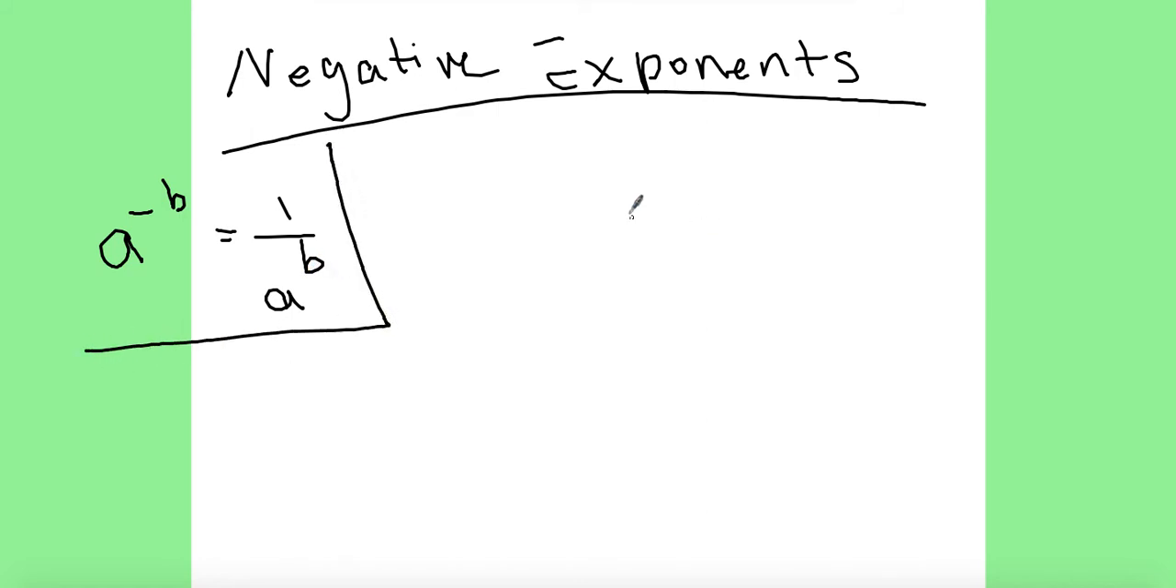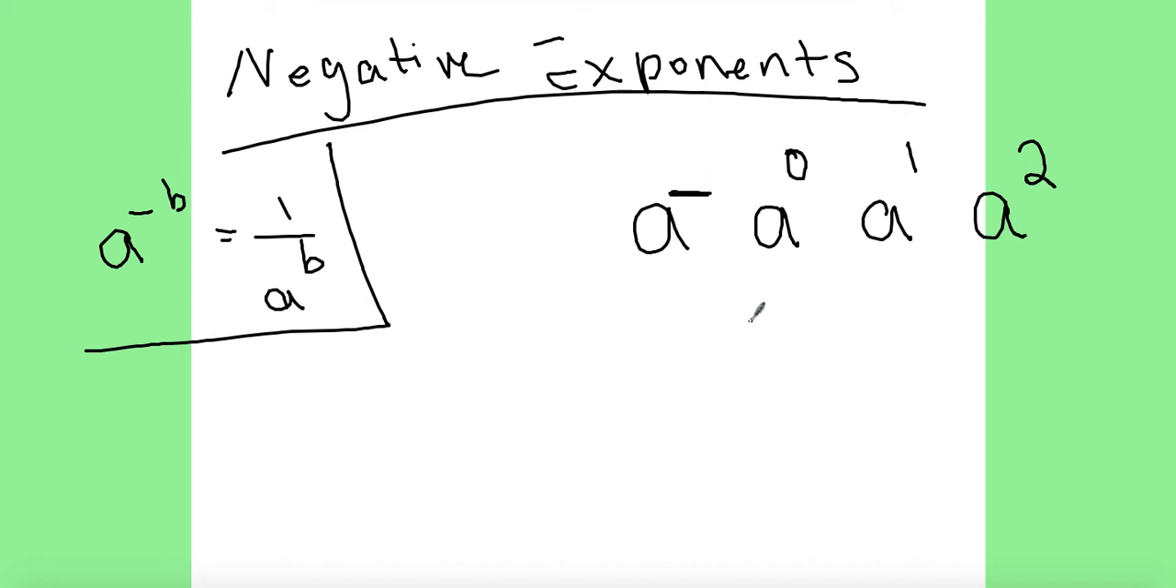Well, let's go back to our pattern. So if we start up here with a, which means it can be any number, squared. And here we have a to the first power. And then we have a to the 0 power. Well, what's the next a? If we're following this pattern, what's going on with our exponents? What should be right here? 4, 3, 2, 1, 0. What should come here?